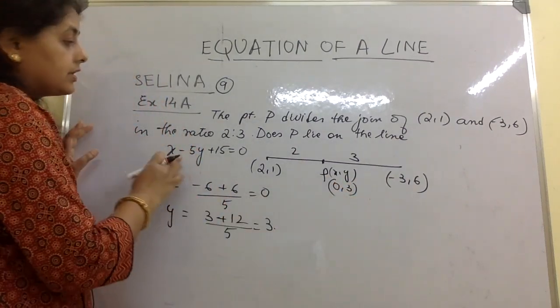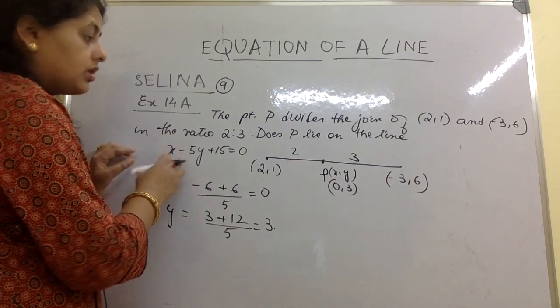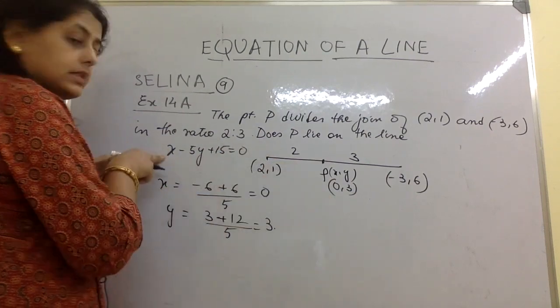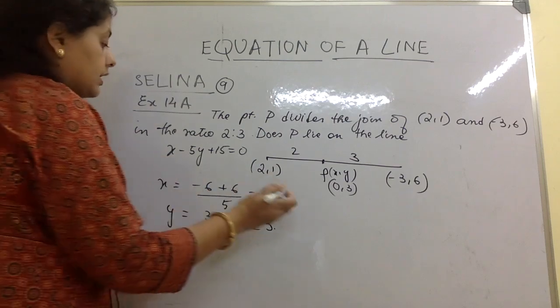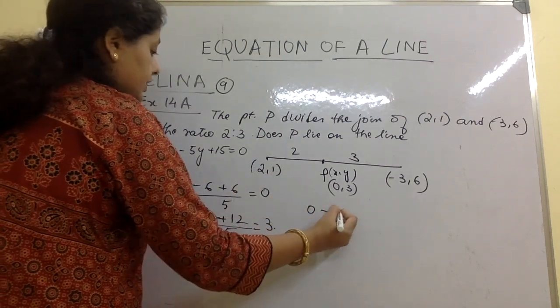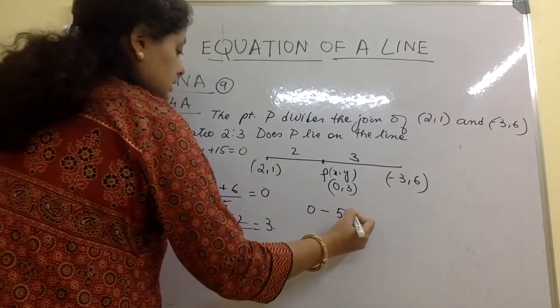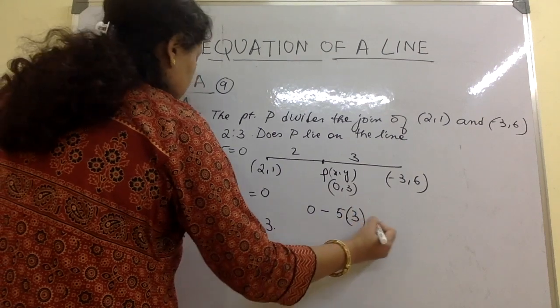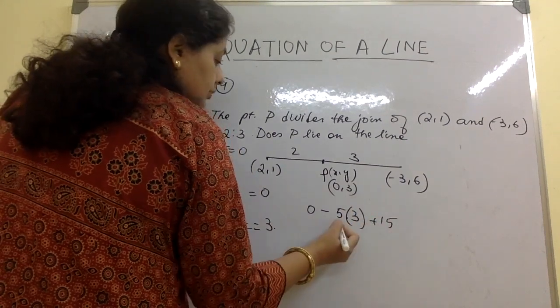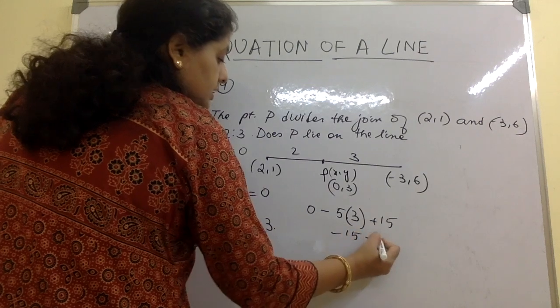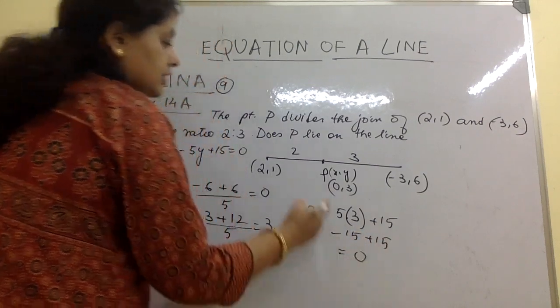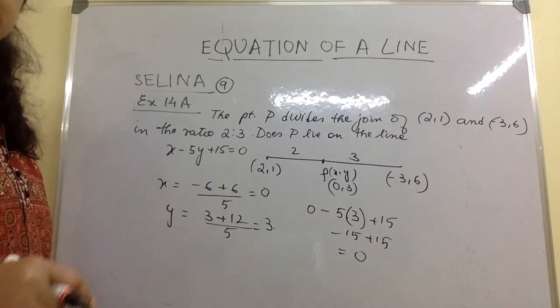Now we are going to check whether it lies on this line or not, means does this point satisfy this line? So here 0 in place of x, 5 into 3 plus 15. Now that is clearly minus 15 plus 15, which is equal to 0. This point definitely lies on that line.